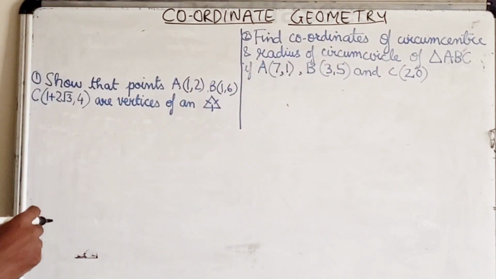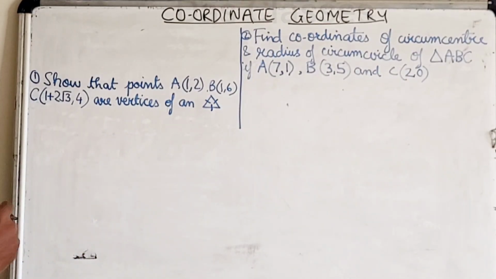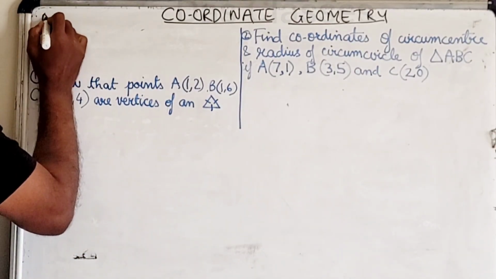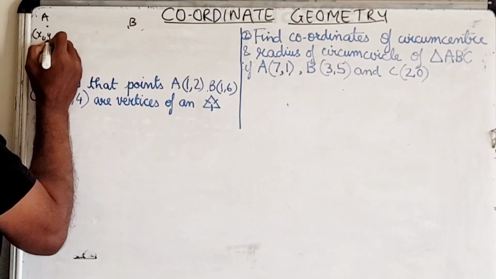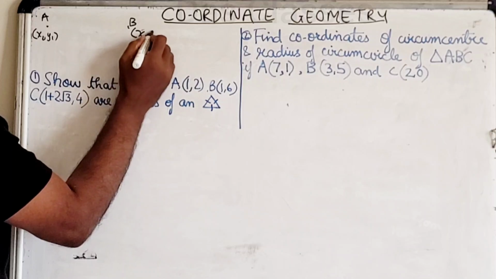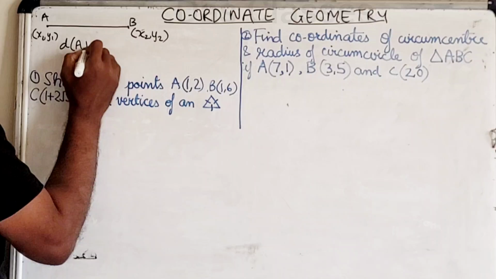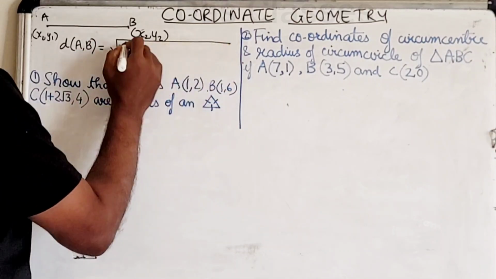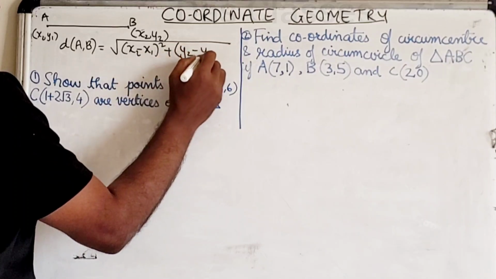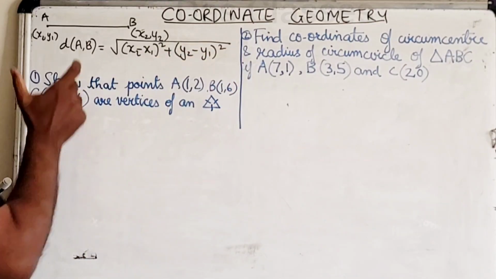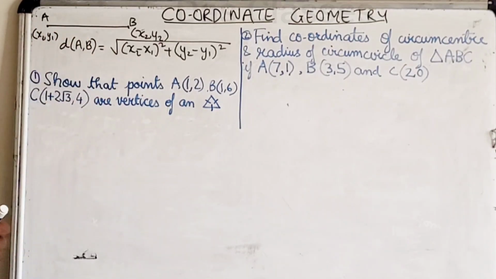So the first two sums that we are going to see use the distance formula. So first, let's write down the distance formula. If there are two points, A with coordinates x1, y1 and B with coordinates x2, y2, then the distance between A and B will be equal to root of x2 minus x1 square plus y2 minus y1 square. So that's how we can find the distance between 2 points.